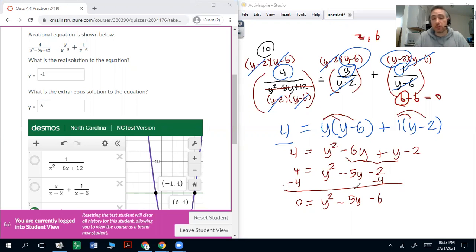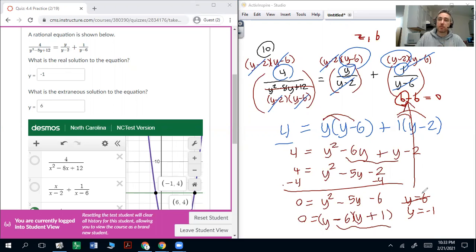And from 6, I can get two factors. 6 and 1 will give me negative 5 if the negative is with the 6. So y minus 6, y plus 1. Your zeros, your answers, are going to be y equals 6, y equals negative 1, when you get it from these factors here. But the 6 is extraneous because it plugs into your denominator and gives you 0. So that's going to be extraneous. And this one's going to be real. So a couple different ways to approach that. Both of them are shown.